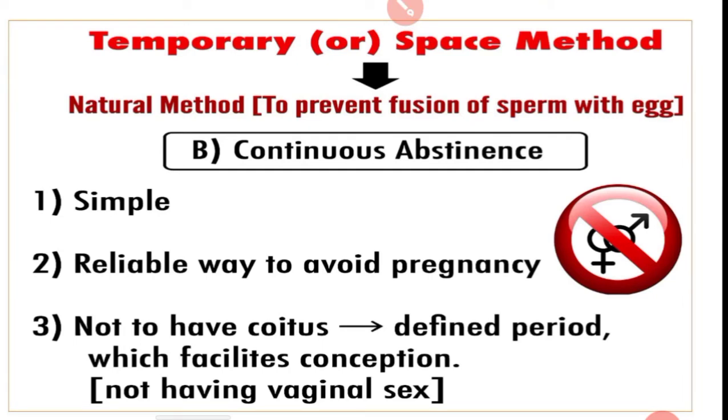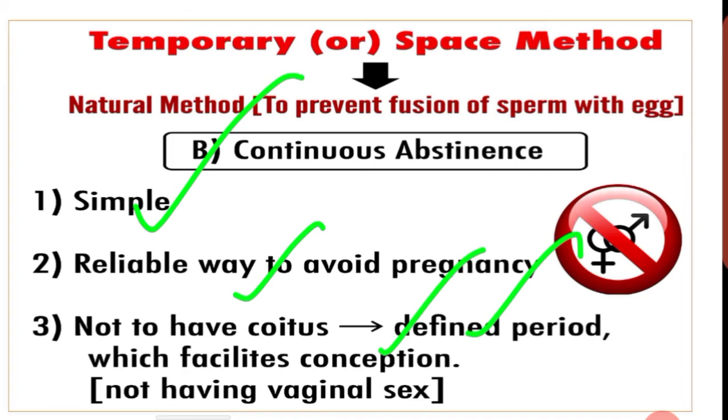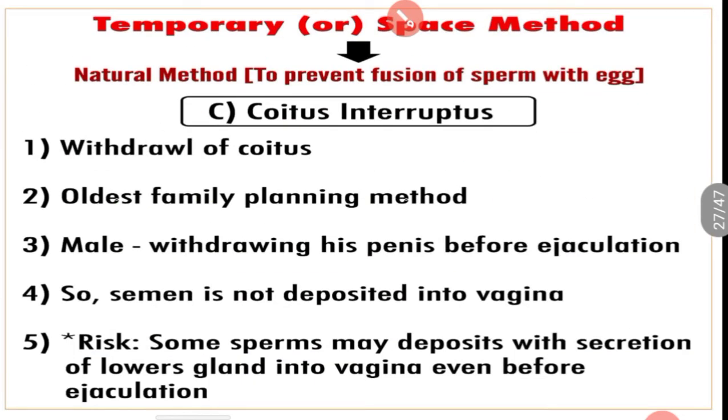Next, natural method, continuous abstinence. What is continuous abstinence? It is the simplest, reliable way to avoid pregnancy, not to have coitus in the particular period which facilitates conception. In the particular period, that particular couple have to avoid having sexual intercourse. That method is called continuous abstinence, not having vaginal sex at all in that particular period. Got it?